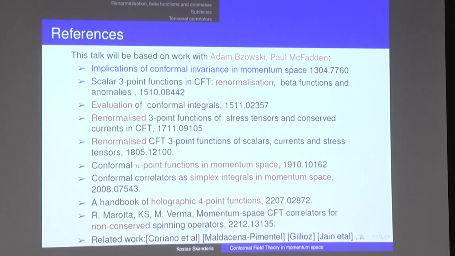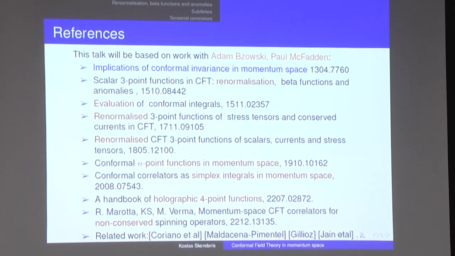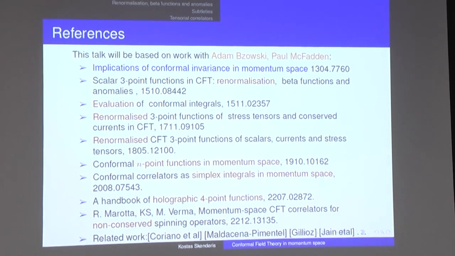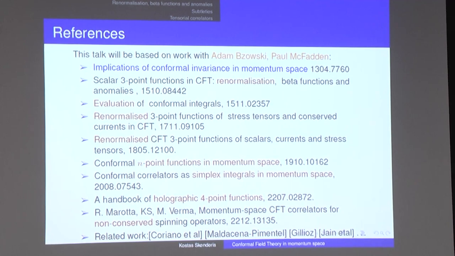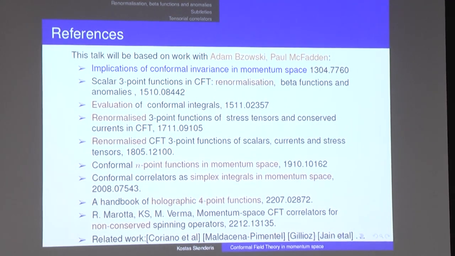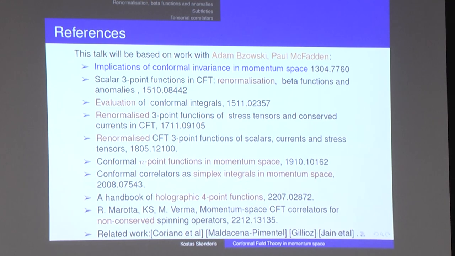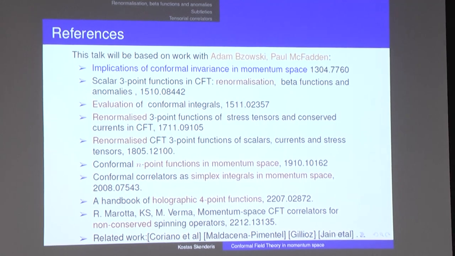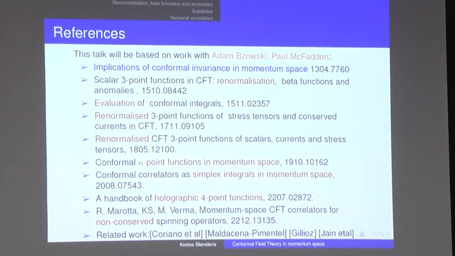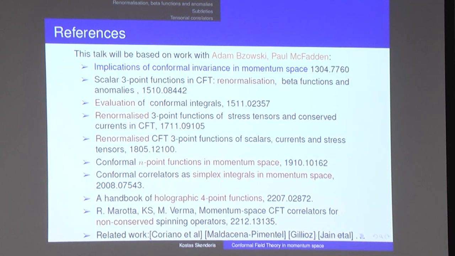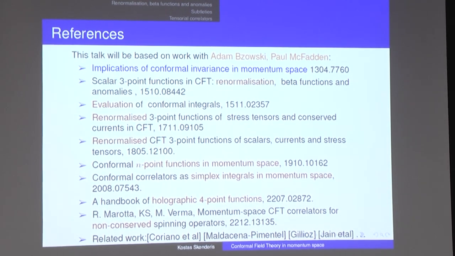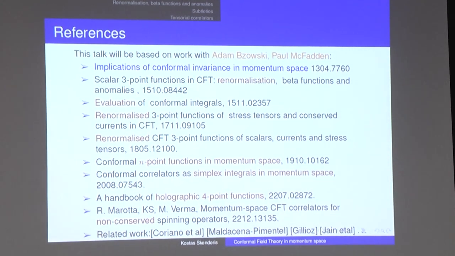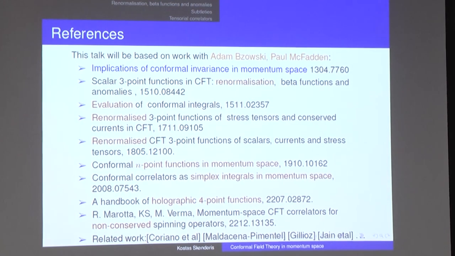In this paper, we discuss scalar three-point functions and how to normalize them. We found something quite surprising: you need Bessel functions to normalize them, even though you have a CFT. The analytic structure was different from what many people coming from axiomatic quantum field theory were expecting. So there was some surprise there. Then you get a specific type of integrals, and we developed methods to compute them.